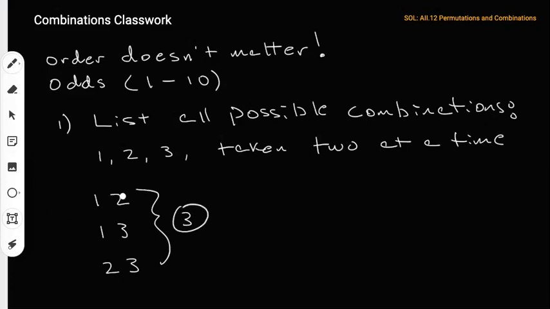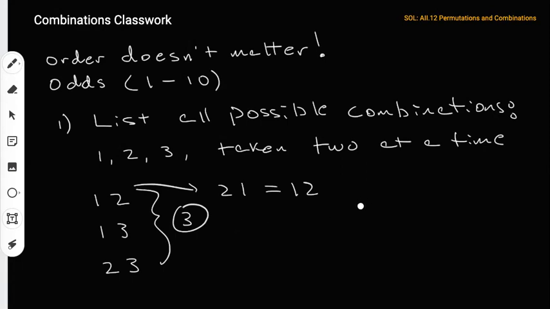Now, since I can't change the order of 1, 2, I would just get 2, 1. But since they're equal, I don't have to list the reversals. So I don't have to list 2, 1 and 3, 1 and 3, 2, because when you deal with combinations, the order is not taken into consideration. So 1, 2 is the same thing as 2, 1. So there were three possibilities. How did we know that there were three?